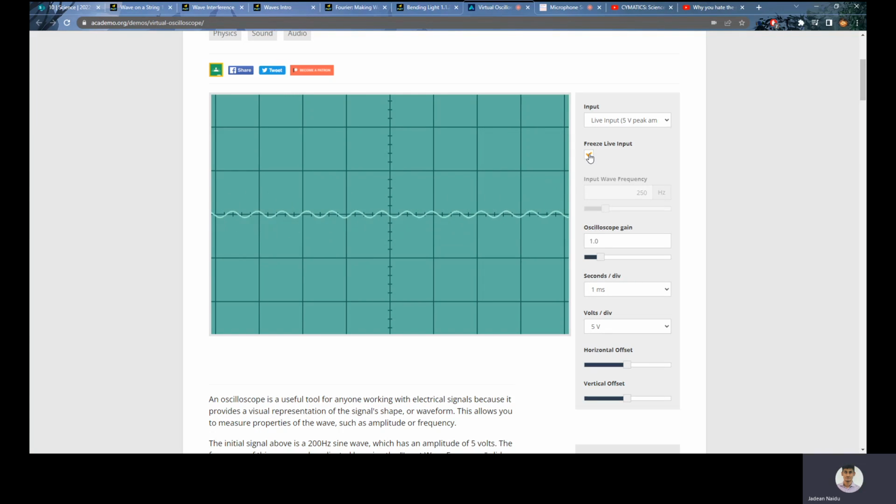And if you press the freeze live input, you can see a nice clear waveform. And that's because whistling is one single frequency. When I talk, on the other hand, it's a complex combination of different frequencies that gives us this interesting waveform.